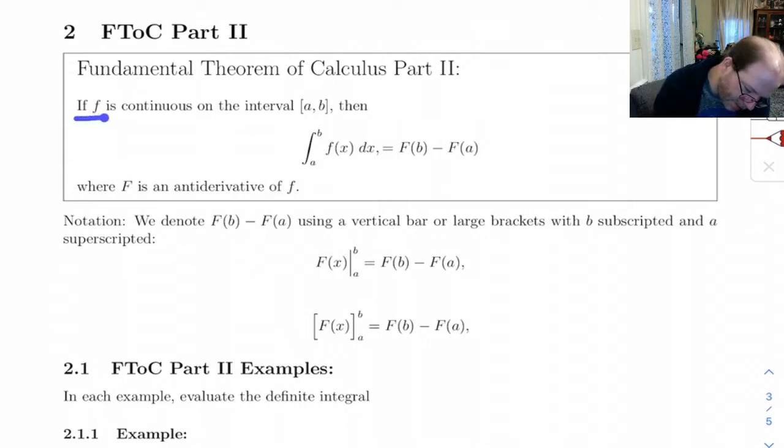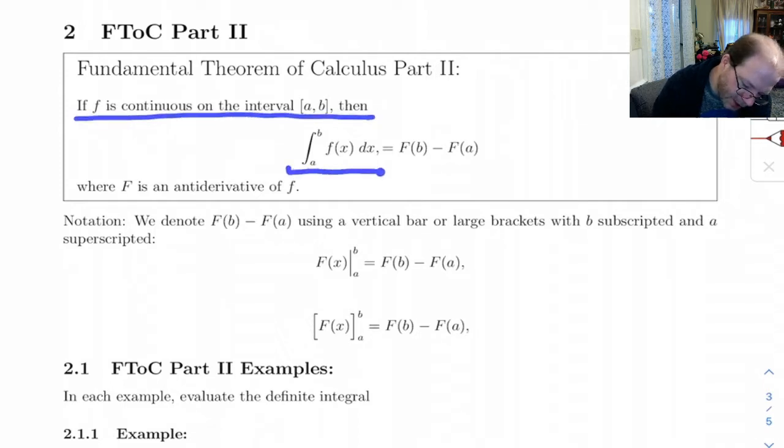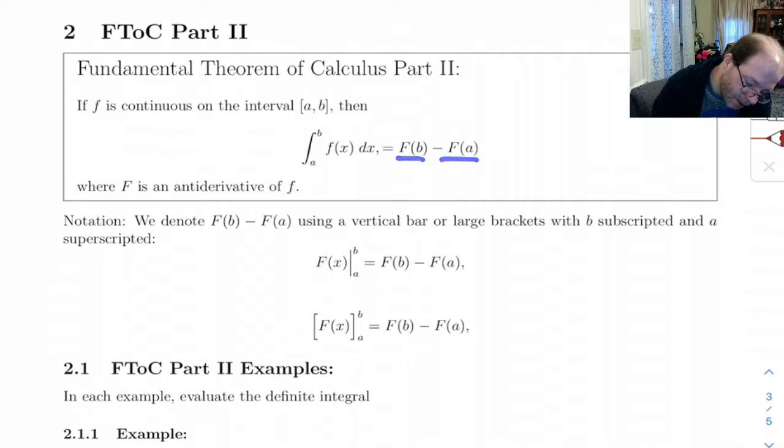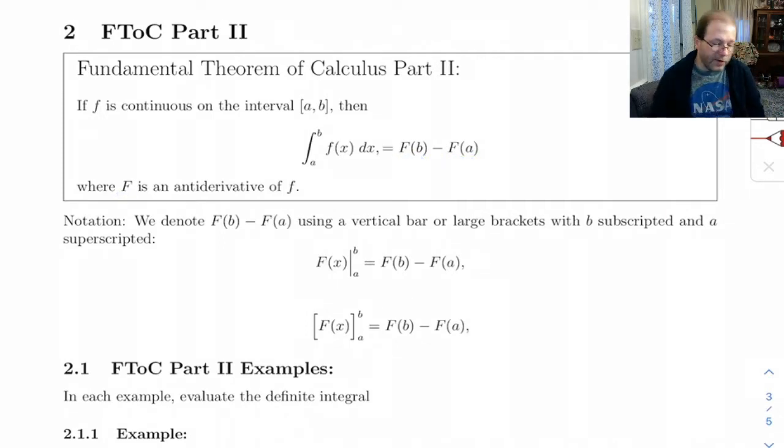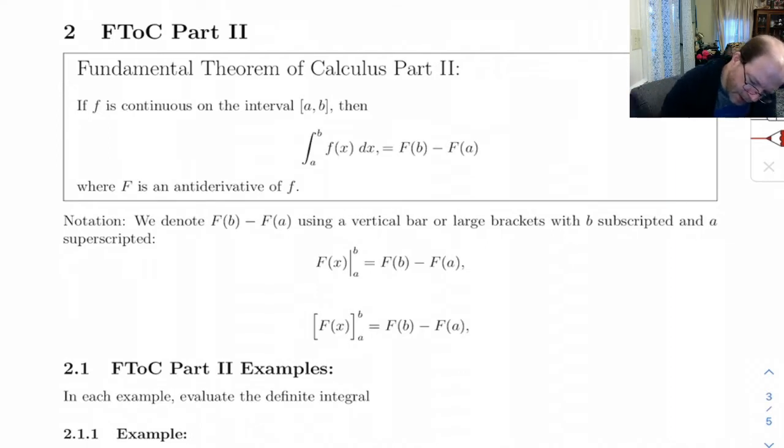It says that if f is continuous on the interval from a to b, then this definite integral here can be evaluated by doing big F of b minus big F of a, where big F is any antiderivative of little f. And I want to talk about some notation before we do any examples. But first off, notice when we're doing this subtraction, it's F of the top minus F of the bottom.